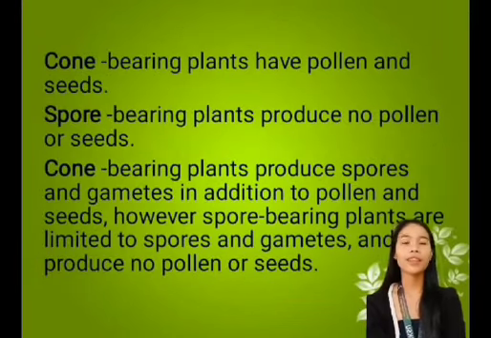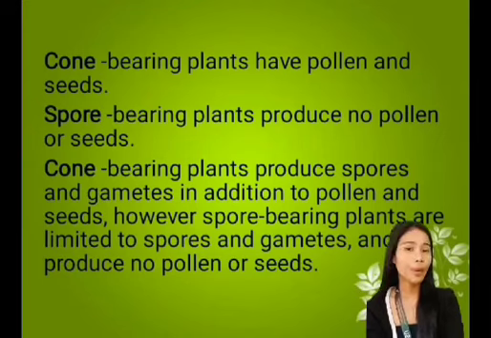Cone-bearing plants produce pollen and seeds. They produce spores and gametes in addition to pollen and seeds. However, spore-bearing plants are limited to spores and gametes and produce no pollen or seeds.